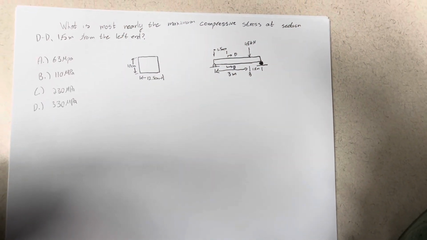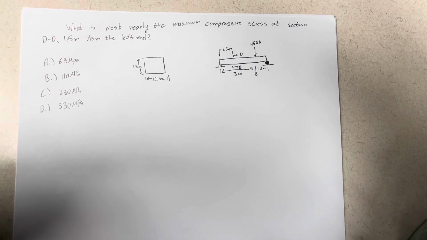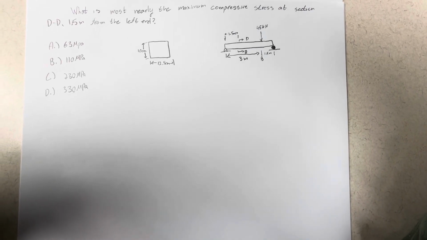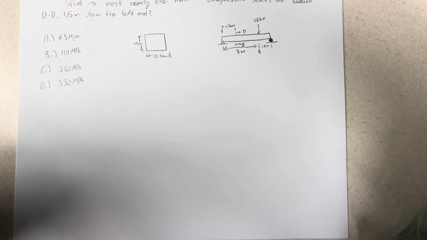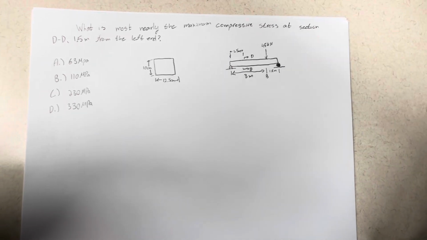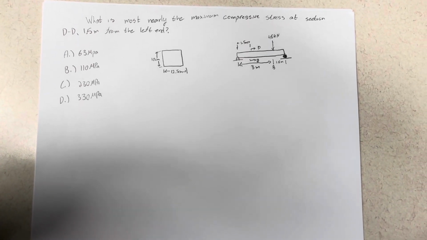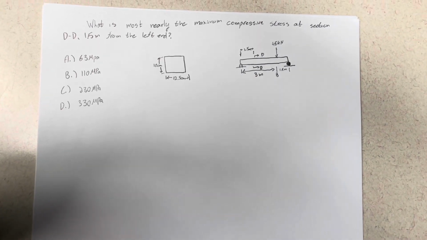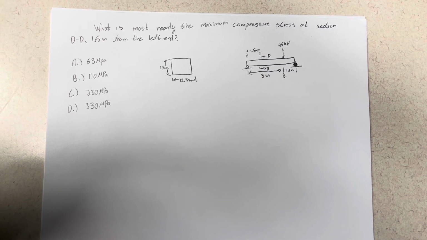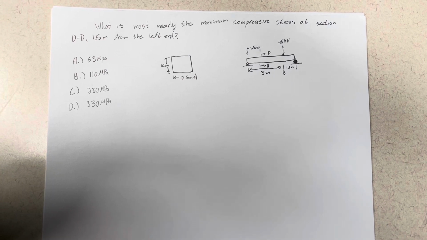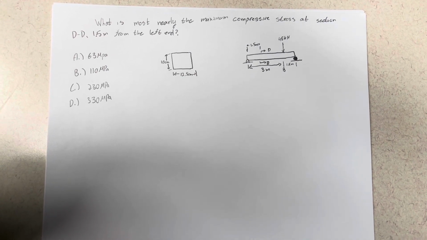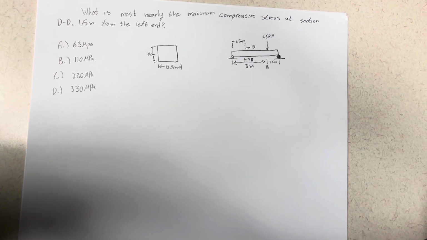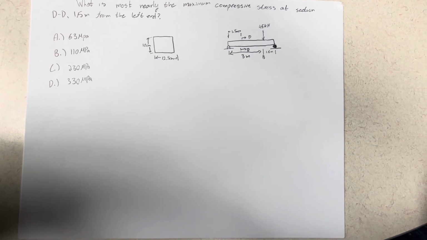For this video, I'm just going to run through a couple problems that I have seen not only in FE books, but also on some slides that I've done, just to get a better understanding of the problems. This question says, what is most nearly the maximum compressive stress at section DD, 1.5 meters from the left end? We're going to find the reaction at A, and then we'll find the bending moment at section DD.